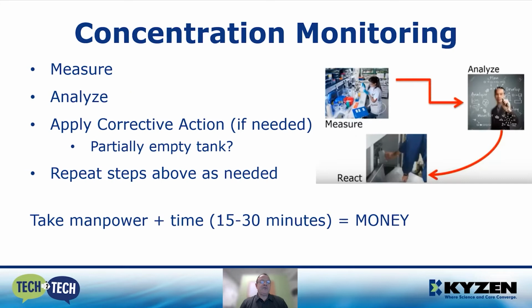To monitor the concentration, we need to measure and analyze the results of that measurement and apply corrective actions if needed, which could include emptying the tank if the concentration is too high, and the consequential cost of that. Once we've done all this, we need to repeat the measurement and make sure that the steps that we took corrected the problem. All this takes manpower and time, which in turn is money, cost.